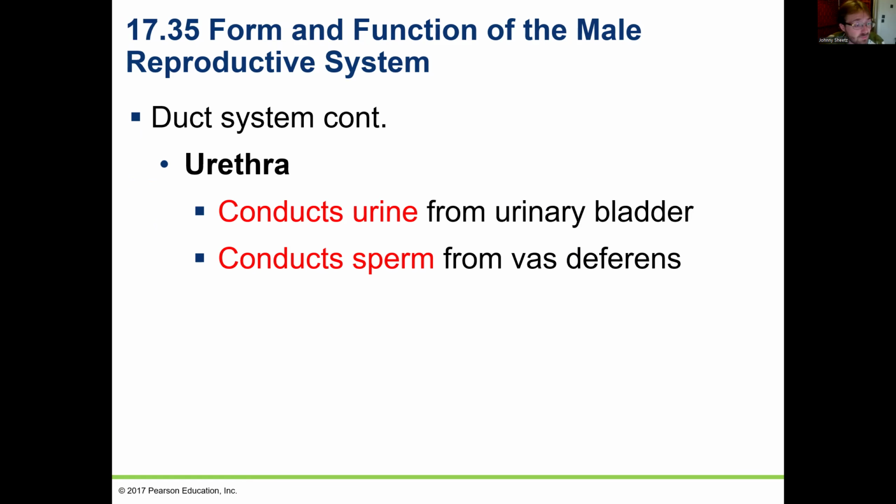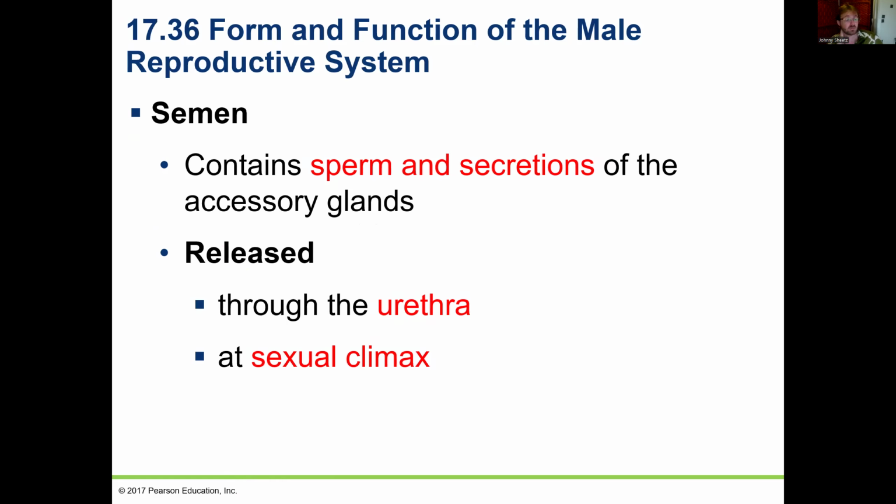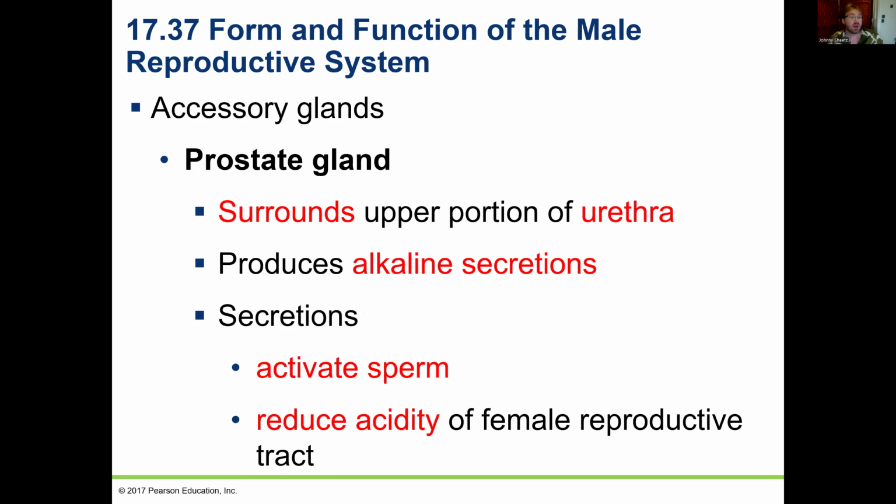So the urethra, whoops, sorry folks. Alrighty, so the urethra is going to conduct urine from the urinary bladder and conduct sperm from the vas deferens. Now, semen is going to be composed of the sperm itself and the secretions of the accessory glands, which are in turn going to be reducing acidity and also supporting the sperm nutritionally. This is going to be released through the urethra during orgasm. That is what male orgasm is. It's ejaculation, this process.